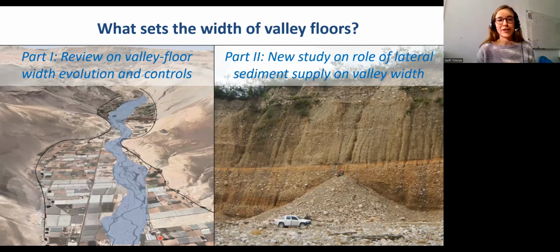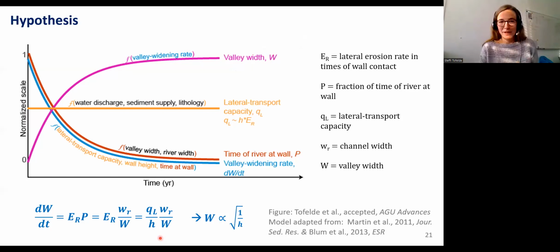Okay, so that was a very brief summary of some of the ideas we have on valley flow evolution. With these ideas in mind, I would like to move over to the second part of my talk, where I'm going to focus particularly on the role of lateral sediment supply on valley width. And I would like to start by coming back to this model to state an initial hypothesis.